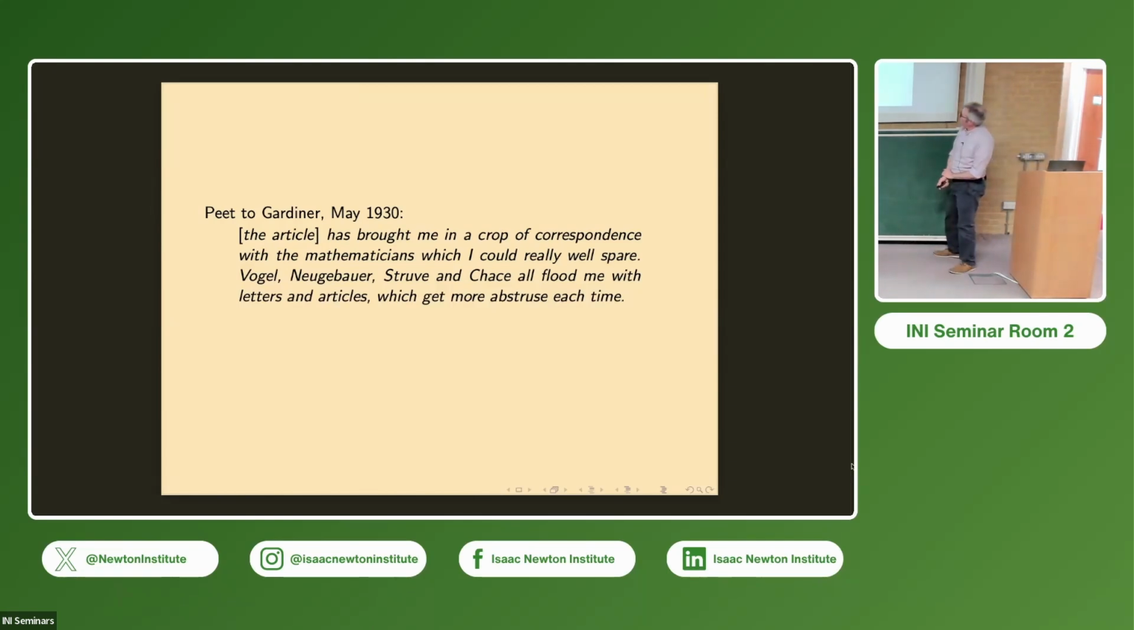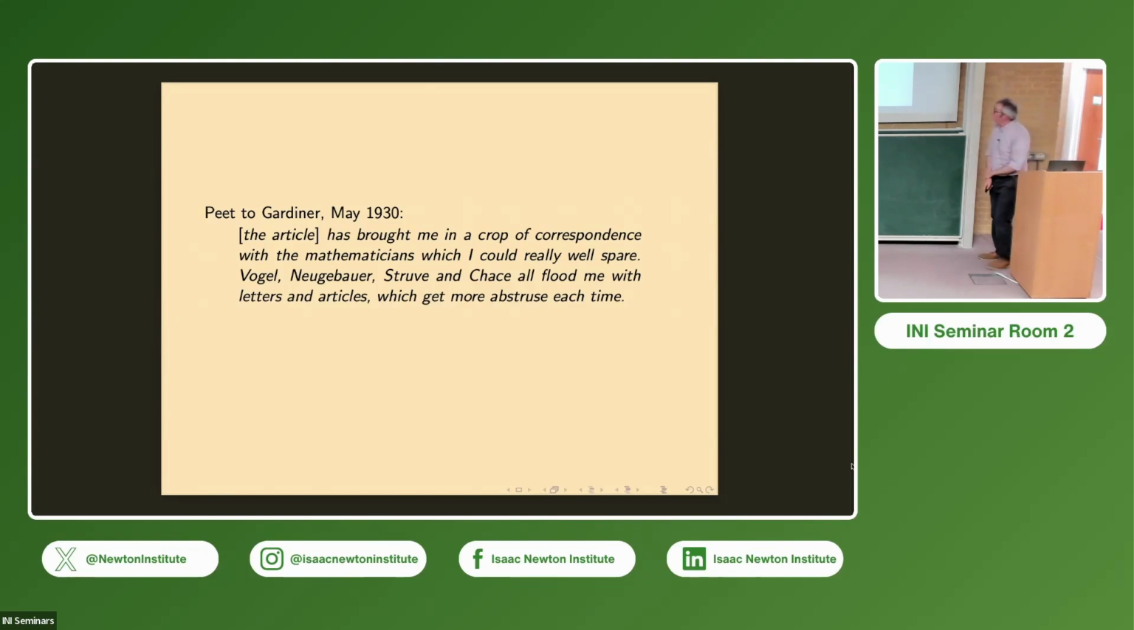A couple of names that I haven't mentioned: Struve was a Russian Egyptologist. Chase is the person who produced this later edition of the Rhind Papyrus. They come in for some criticism in other letters, because if there's one thing that Pete couldn't abide, it was sloppy scholarship, and they were guilty of that in some respects.